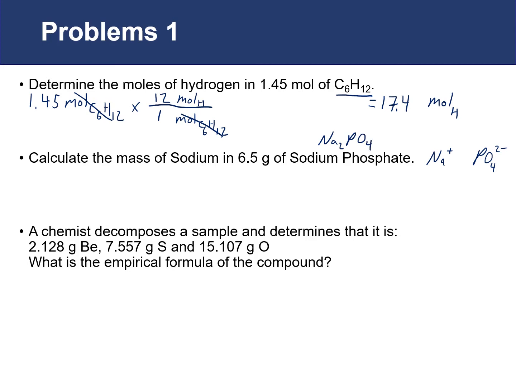Okay, so we're trying to determine the mass of sodium present in 6.5 grams of the larger ionic compound. So what we need to do is figure out how much sodium there is in the sodium phosphate. We can use our chemical formulas and dimensional analysis to work this out. What we are trying to find as our answer is grams of sodium. So we can start off with our 6.5 grams of our sodium phosphate.